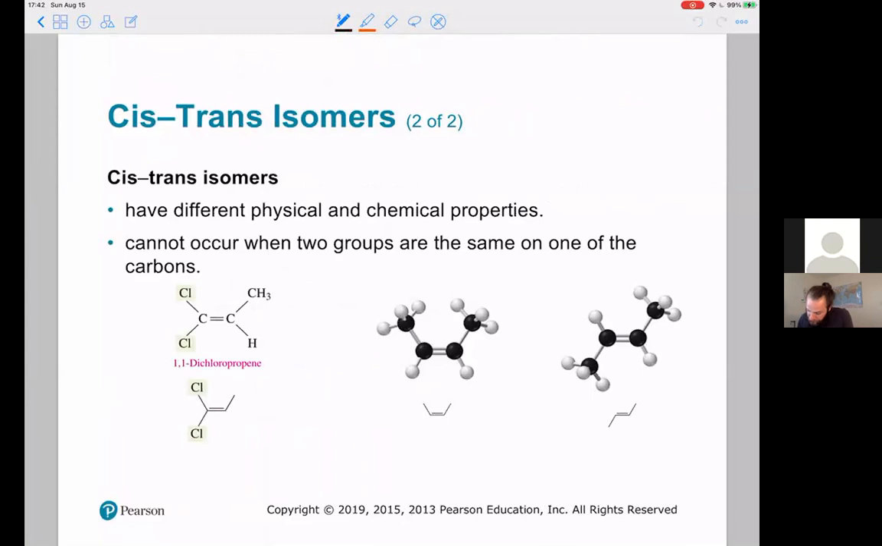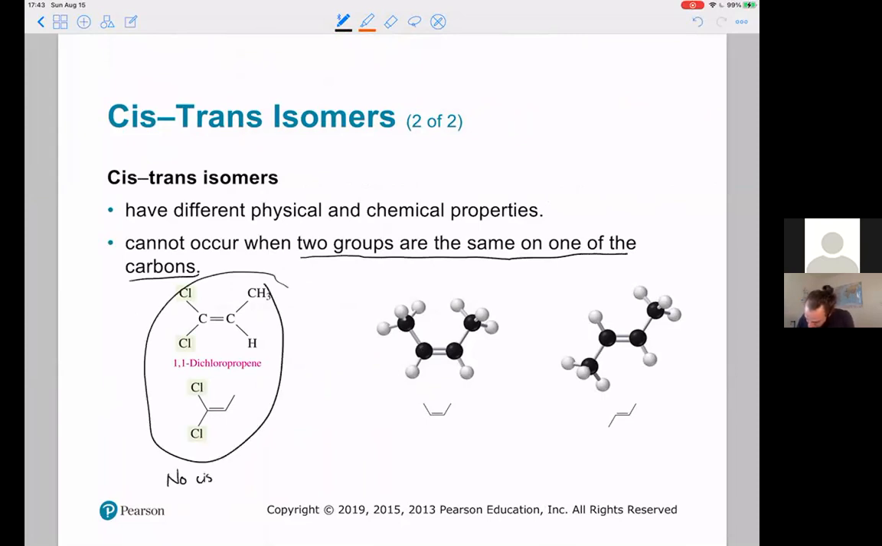So first of all, I think the first thing to get out of the way is what doesn't have any cis-trans isomers. If you have two groups that are the same on one of the carbons, so for example, this compound here, this has no cis-trans isomers. It is neither cis nor trans because this carbon is bound to two of the same thing. In this case, it's a chlorine.